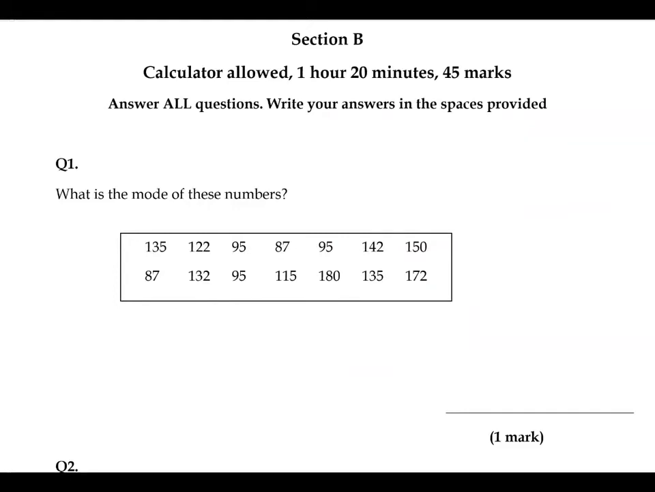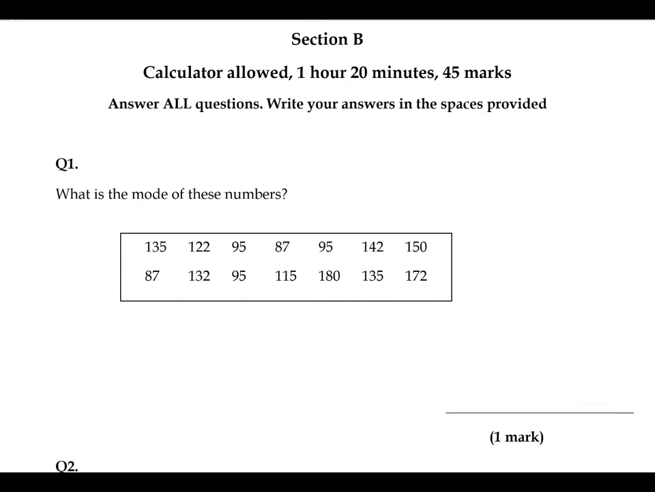Now let's look at section B. This is a calculator allowed section where you have 1 hour and 20 minutes to do this section and there are 45 marks available. If you can use your calculator on anything other than basic addition, subtraction, multiplication and division, I will show you anything more complicated on our virtual calculator. Okay, let's start with question 1.